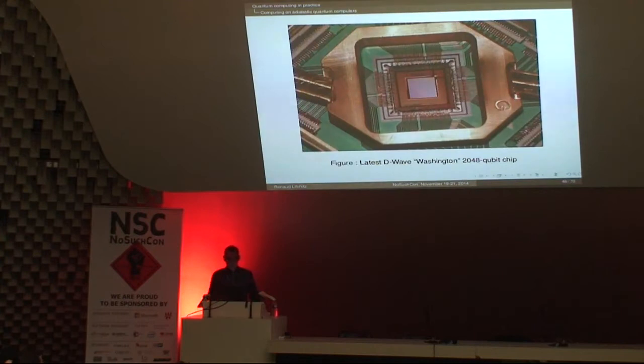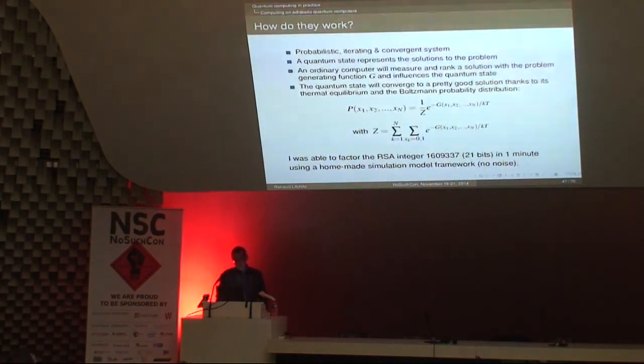Right. This is the chip. So it's a 2,000 qubit chip, so that's quite a big capacity. But the problem is it's not a universal quantum computer. It only deals with some kinds of problems. So far, this is a probabilistic iterating and convergence system. A quantum state will represent the solution of the problem. And an ordinary computer will measure cycle by cycle one solution and will influence the temperature of the system in order to have a thermal equilibrium and to have the solution of Boltzmann probability distribution.